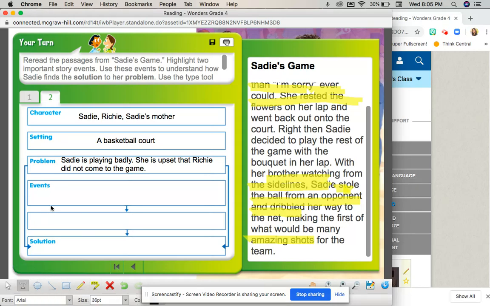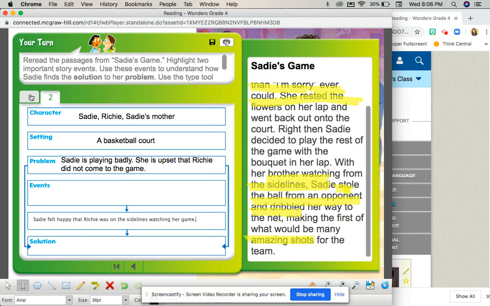So I'll get my text box here. And as I type, you can write this sentence. Like I said, if you'd like to put this in your own words, then you can. So our next event, I know that instead of she, we'll say Sadie felt happy that Richie was on the sidelines watching her game. So that made her happy. That was an event that happened in the story that changed this problem.